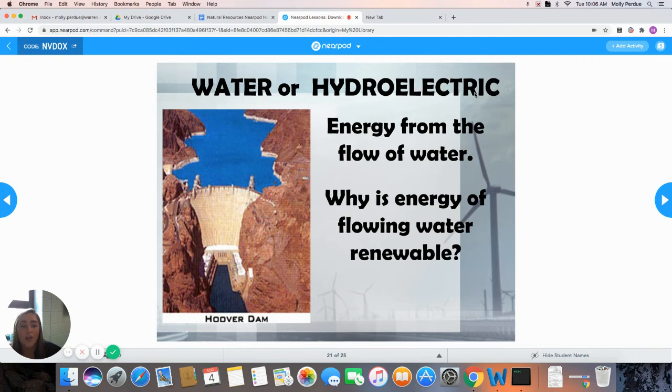Water, or hydroelectric, okay? Hydroelectric is a pretty big word, but we'll just take a couple of seconds to go ahead and break this down. Hydro means water, and electric is electricity, energy, right? So water or hydroelectric is the energy from the flow of water. Okay, why is energy of flowing water renewable?